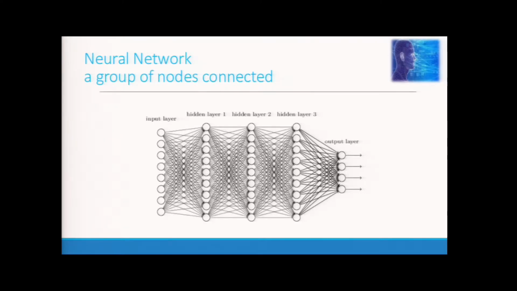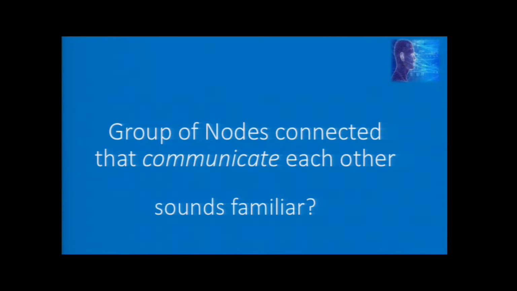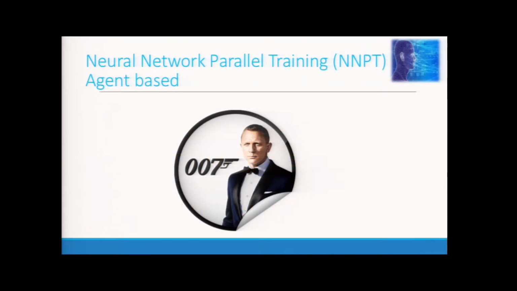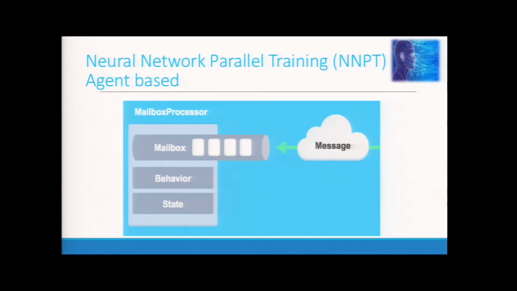So we talk about a neural network as a group of connected nodes, right? That sounds familiar? Can anybody have an idea? An agent, right? A different agent. So the agent is a unit of computation, an agent or actor that are slightly different but the same concept can be applied here. And they're used to parallelize neural networks. Actually, it's called neural network parallel training, NNPT, yes.